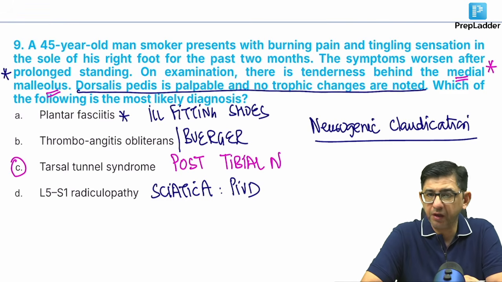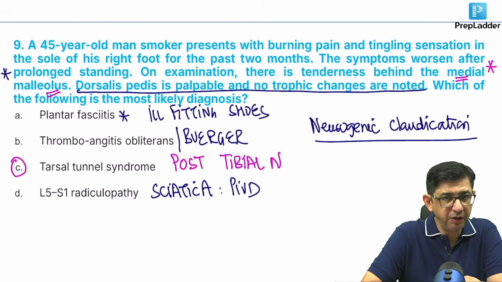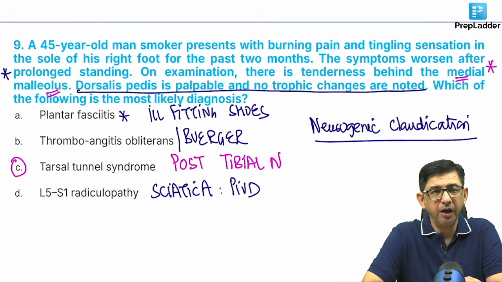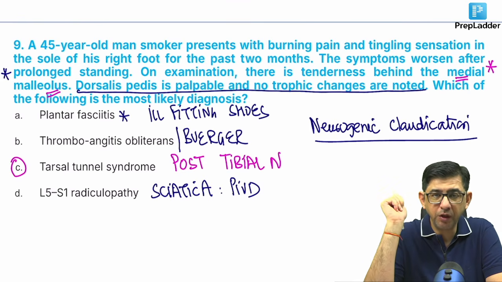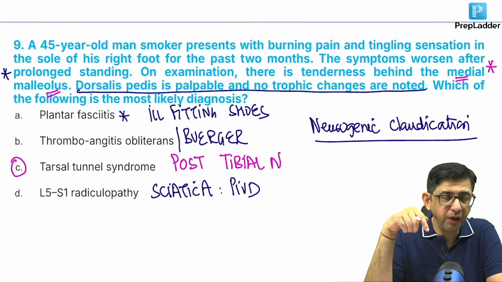Quick recap, 15 seconds. Plantar fasciitis happens because of ill-fitting shoes, high-heeled shoes. Thromboangiitis obliterans is seen with smoking, but then there would be vascular claudication where the pain will worsen on walking. And neurogenic claudication can be either C or D, but then sciatica, the location of pain is different.